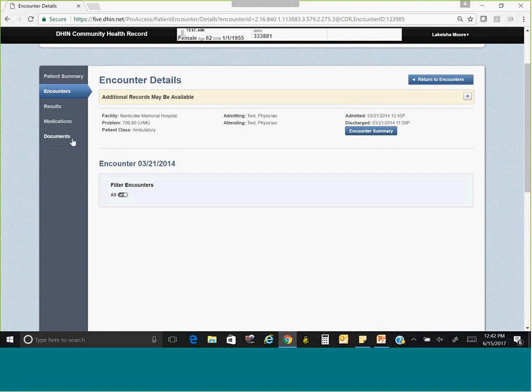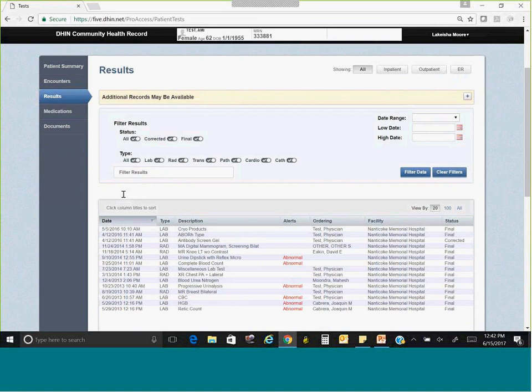Where most of you will probably hang out when it comes down to the DHIN Community Health Record is in the Results tab, because this is where everything clinical lands. So all of your labs, radiology, transcriptions, pathology, and we've even added some new result types, cardiology. So as we get more results that come through the hospitals, like if we have a cardiology practice that begins sending us their specific reports, we can actually label those as cardiology. So just trying to make the report types even more granular.